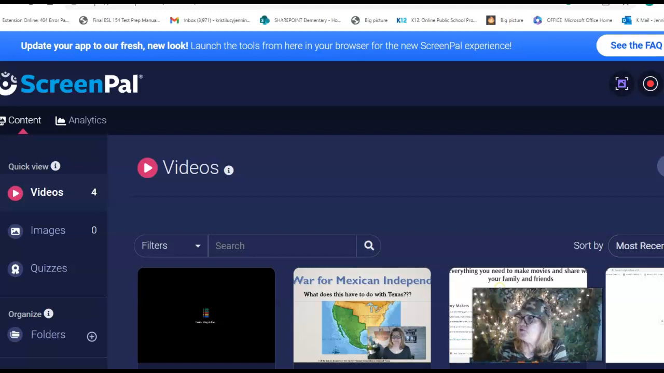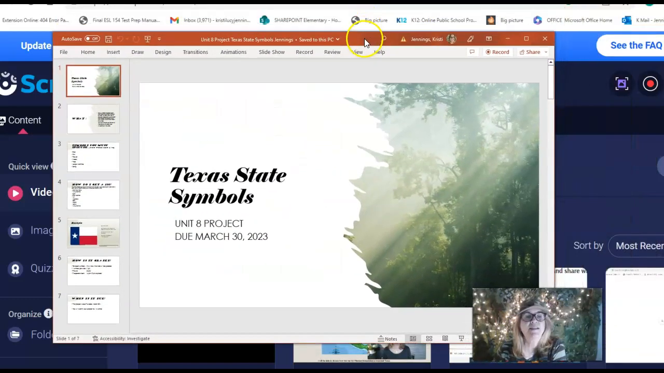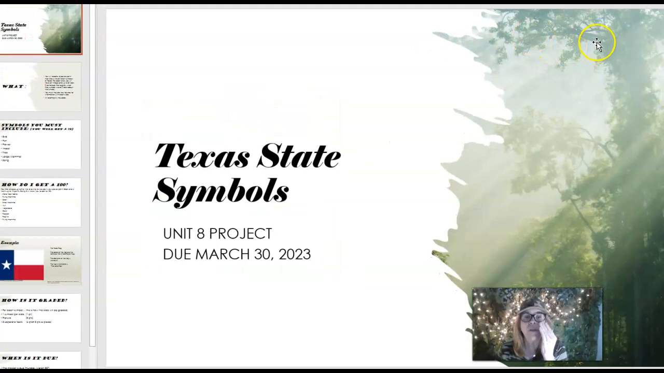Now, let me move over to the Texas symbols. And this is the unit. Let's go back to Unit 8. Unit 8, the test was done last week. If you have a grade for your test and you don't see it in the grade book, will you please send me a picture of the grade and I can change it? I can only change it if I see a picture, okay?